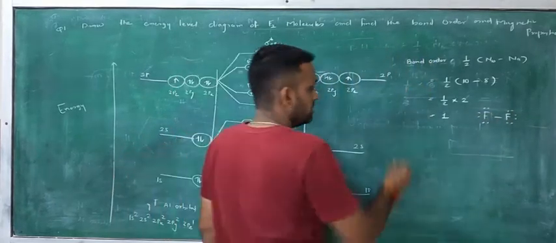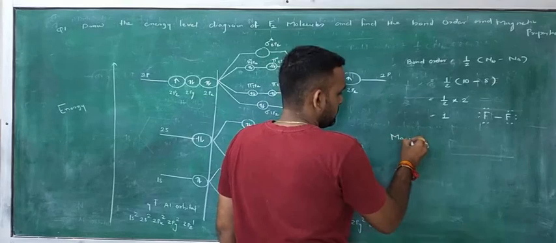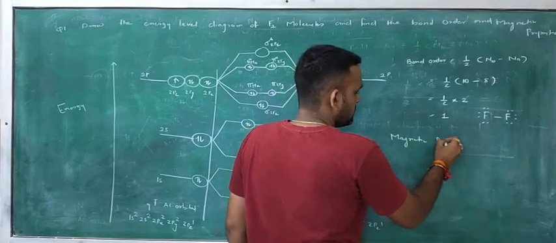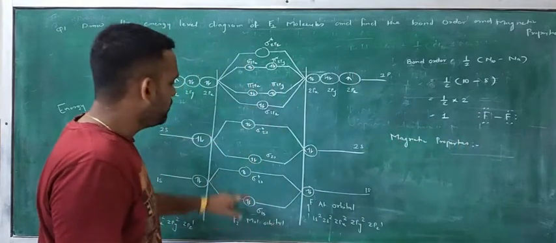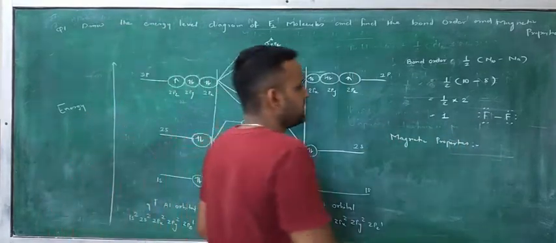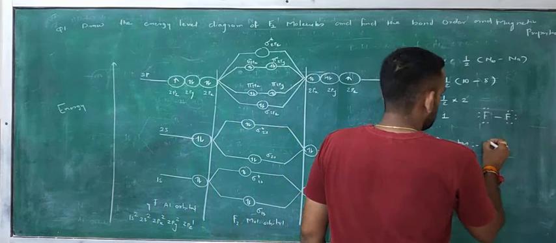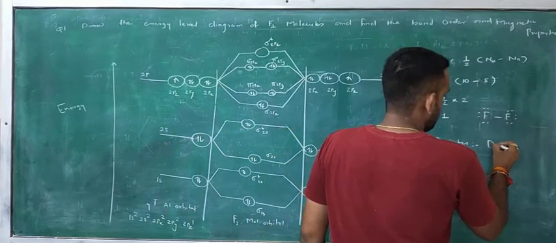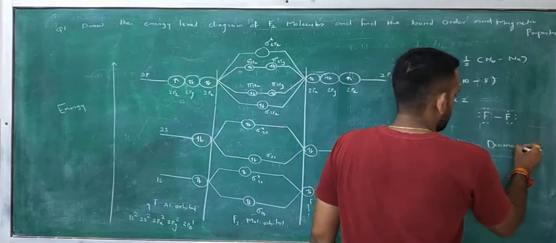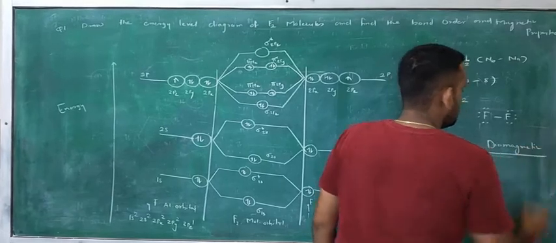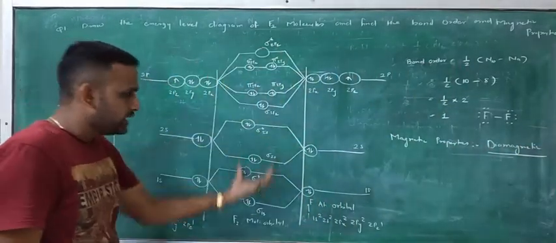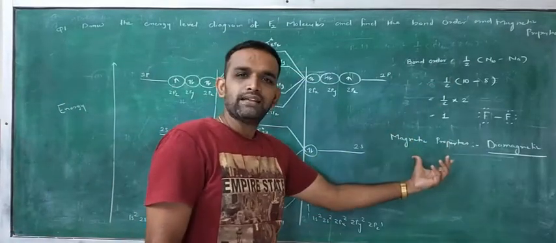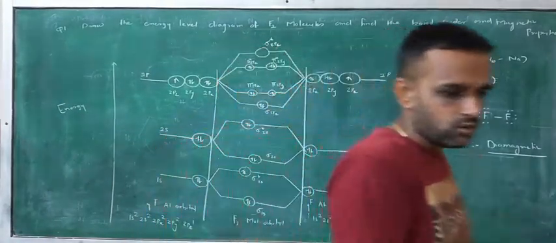And now the magnetic properties. If I want to write the magnetic property, there is no unpaired electron here, so we can say it is diamagnetic. Understand? Is it clear? So this is how you have to find it. You draw the energy level diagram, then the bond order, and then the magnetic properties. Right? Note it down.